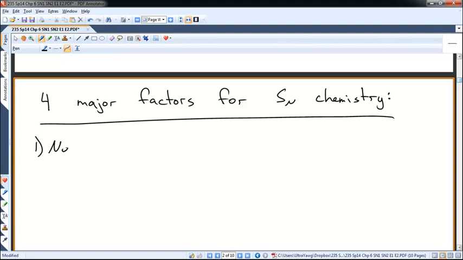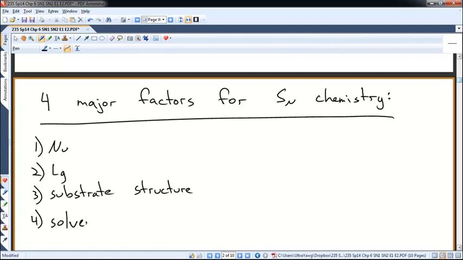Anyway, four major factors. 1, nucleophile. 2, leaving group. 3, substrate structure, meaning how it is connected in space. And then the last one, 4, is solvent. Now I'm writing these the same way I wrote it in lecture, but I don't want to mislead you into thinking that this is necessarily ordered according to energy or importance or something like that. I'm just saying 1, 2, 3, 4 just to list them out. So for each one of these categories, there are some specific subcategories that you should look at.